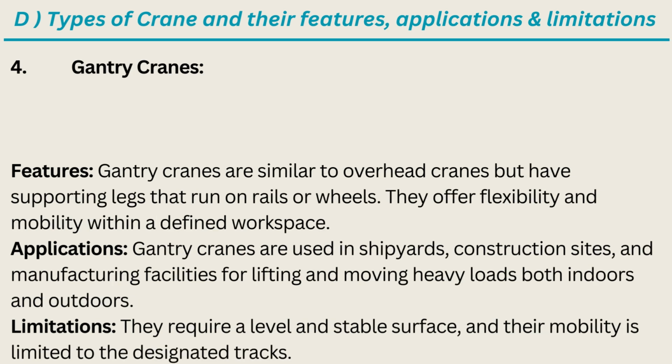4. Gantry cranes. Features: gantry cranes are similar to overhead cranes but have supporting legs that run on rails or wheels. They offer flexibility and mobility within a defined workspace. Applications: gantry cranes are used in shipyards, construction sites, and manufacturing facilities for lifting and moving heavy loads both indoors and outdoors. Limitations: they require a level and stable surface, and their mobility is limited to the designated tracks.